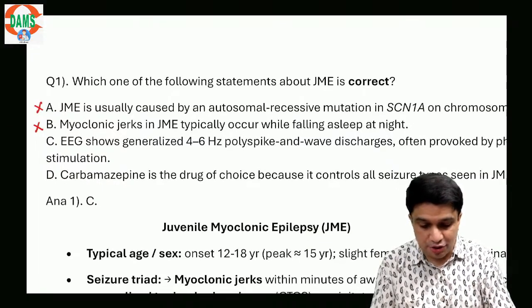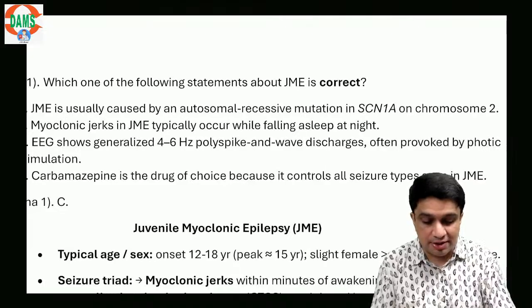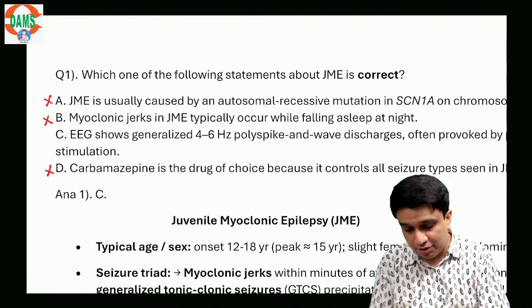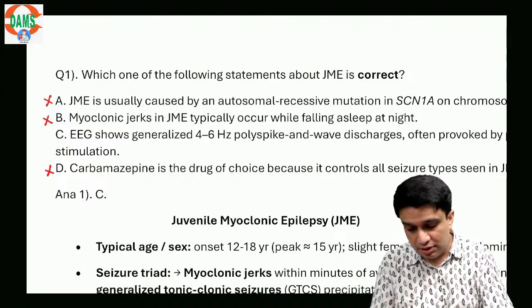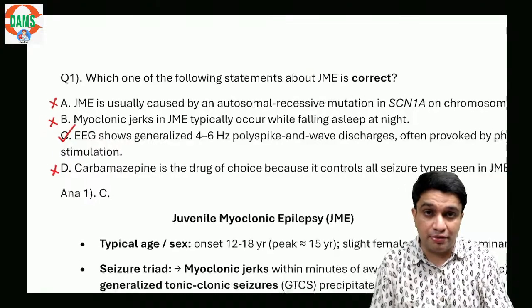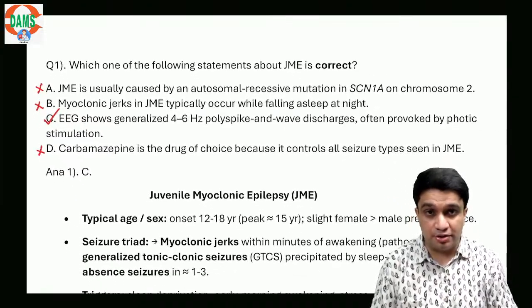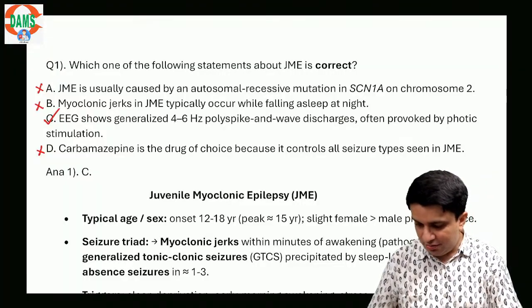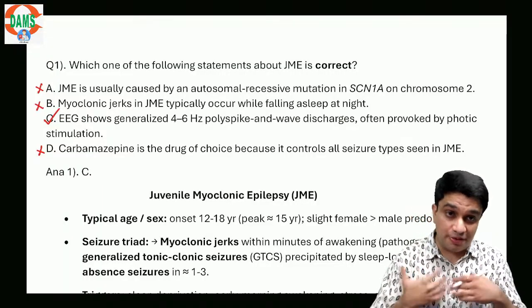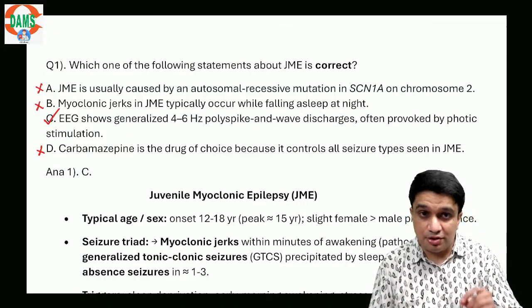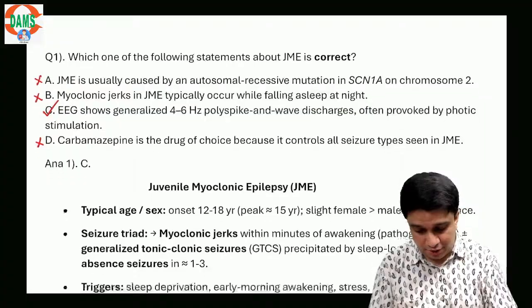Option C: Carbamazepine is a drug of choice because it controls all seizure types seen in JME. No, rather I'm going to avoid that particular drug. So you're left with the EEG, which is showing polyspikes, provoked by photic stimulation. One type of epilepsy which is not provoked but rather known as reflex epilepsy is JME. There is a difference between reflex and provoked. I'll talk about it later on.